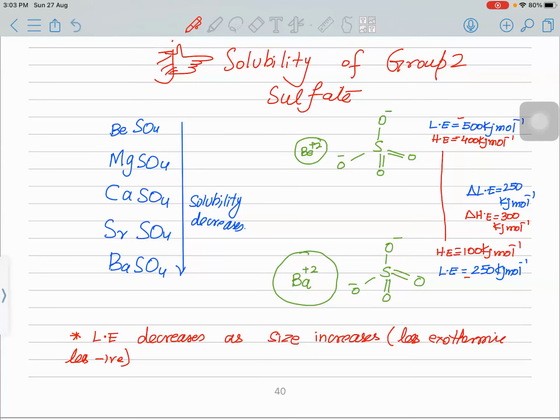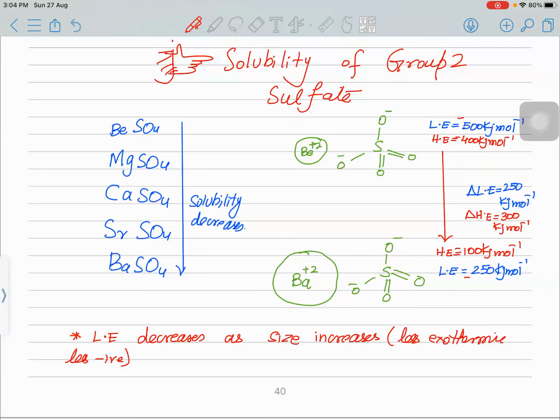Can you tell me which one decreases more, lattice energy or hydration energy? Hydration energy, sir. Hydration energy decreases more and lattice energy decreases less. So who wins the race, lattice energy or hydration energy?